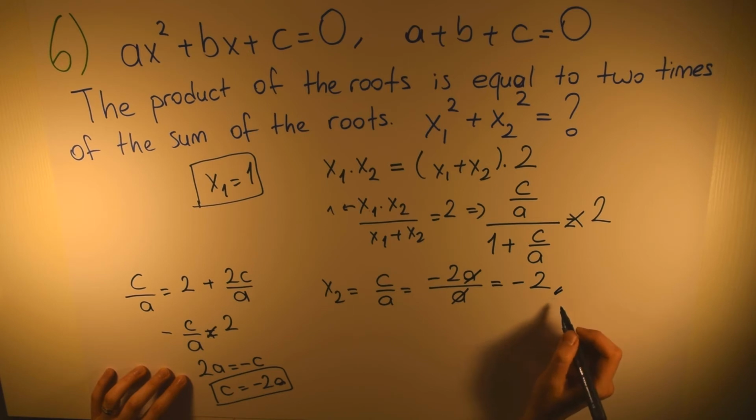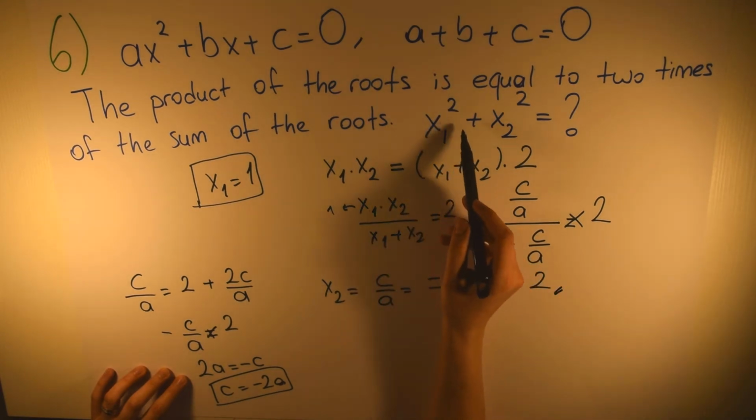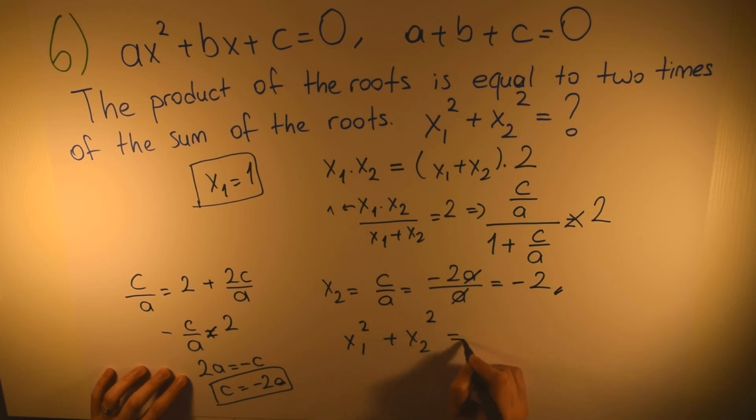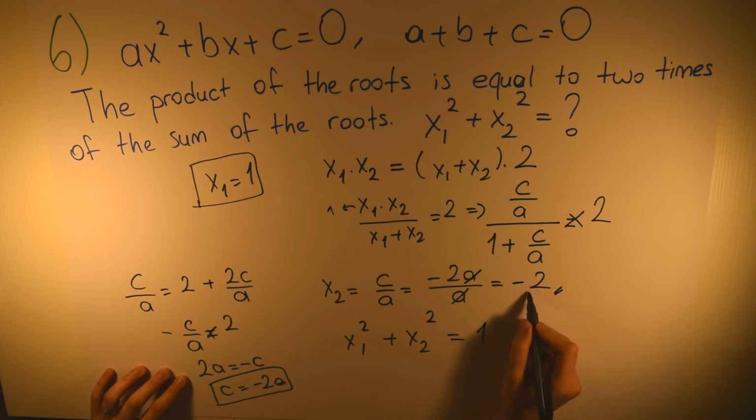So this is our second root. So what was our question? It was x1 squared plus x2 squared. So let's put the values in their places. So x1 squared plus x2 squared is equal to x1, which was 1, and 1 squared is 1. x2 is minus 2, so the square of minus 2 is 4.